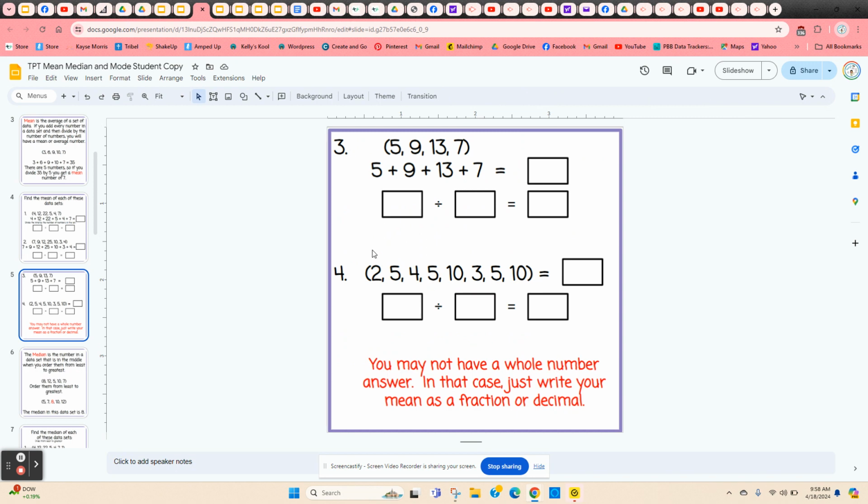On slide 5, we've got a couple different problems. Now, they may not have a whole number answer for their mean. It could end up being a fraction or a decimal.